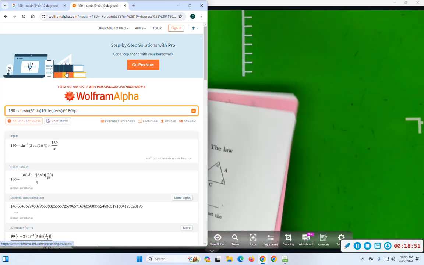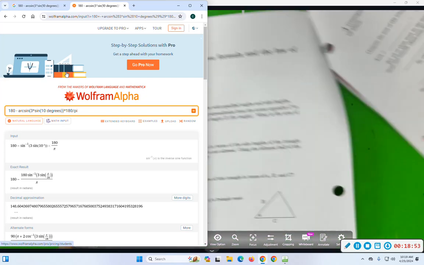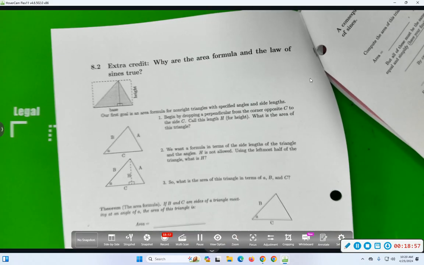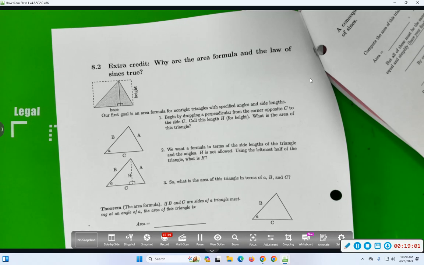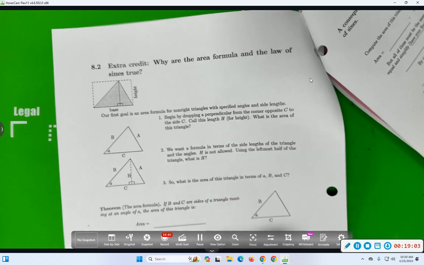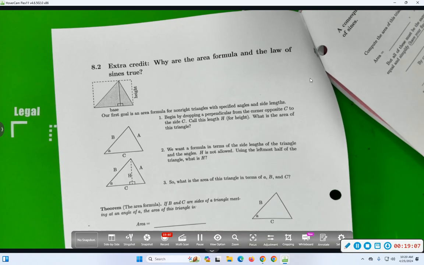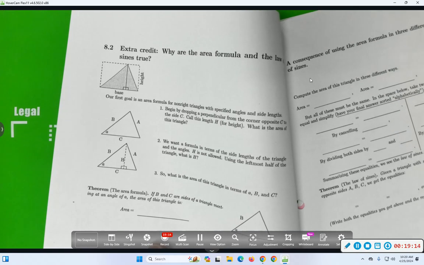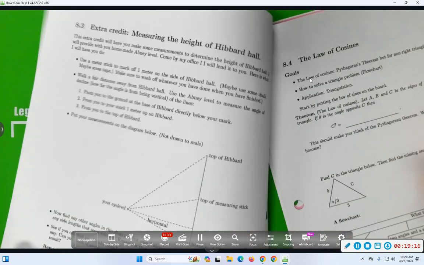Nice. Then I will advertise an extra credit immediately after the section in the notes. Figure out why the area formula and the law of sines are true. Neither of them are true for deep or difficult reasons. They're just not the focus of the class, so that's why they're relegated to extra credit. Go through these 2 pages. If you want to come talk to me about things with some progress, that's fine. Get some extra credit for it.